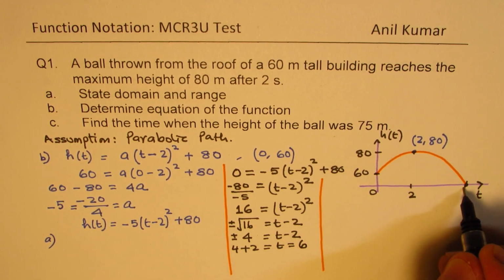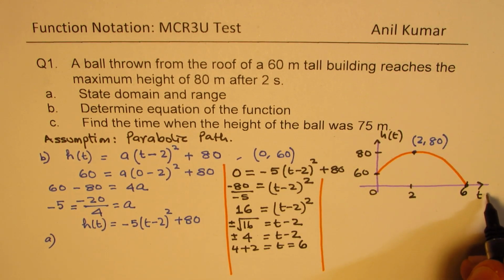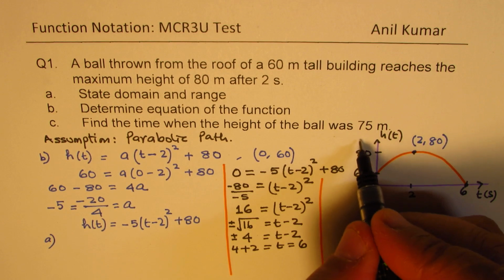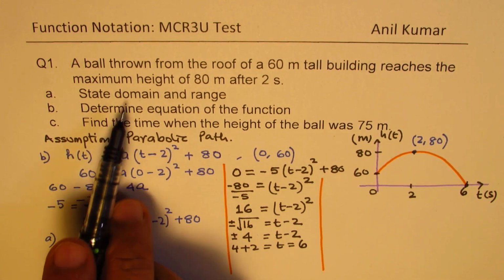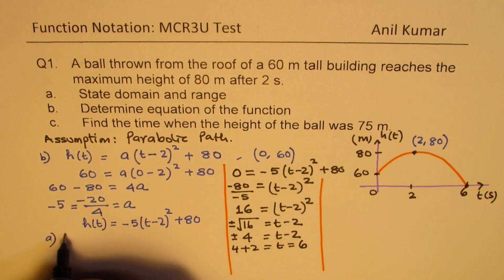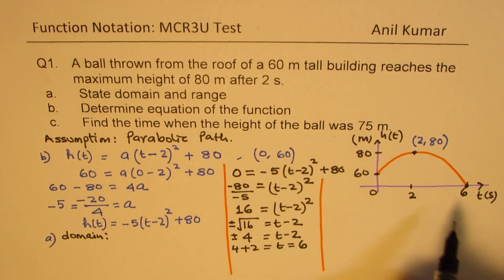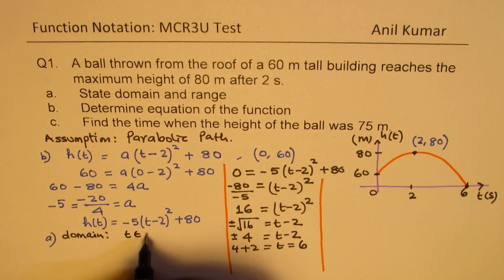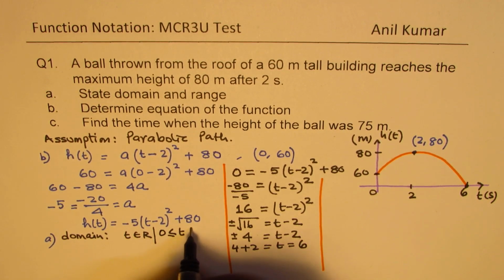So this time when the ball drops is 6 seconds. Time is in seconds. Height is in meters. So for A, we can write down now the domain and the range, right? So let's write domain, which is t belongs to real numbers, and the value of t is between 0 and 6.